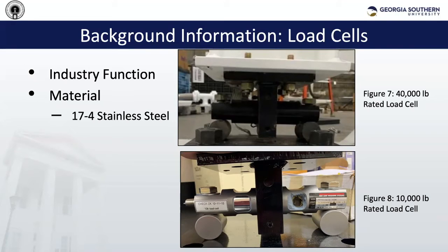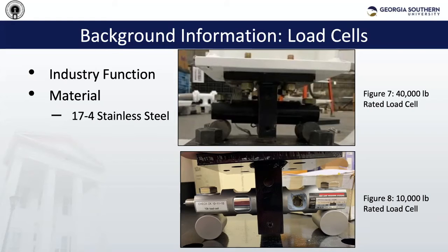For example, the load cell for the 1100 cubic foot is shown on top and it's rated for 40,000 pounds, where the load cell for the 50 and the 200 cubic foot pressure vessels are shown on the bottom. That load cell is rated for 5,000 pounds and 10,000 pounds, respectively, for the 50 and 200 cubic foot vessels.